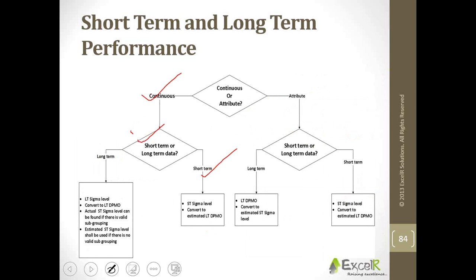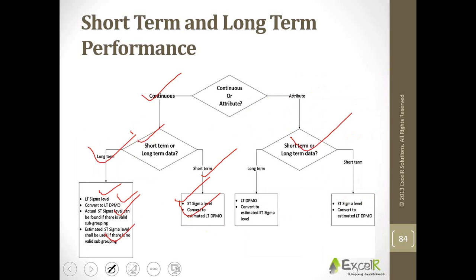Right? If you have this short-term data, you'll have to calculate short-term sigma level, convert it to estimated long-term DPMO. We'll do these exercises now. On the other side, if you have long-term data, you calculate long-term sigma level, convert it to long-term DPMO. Then actual short-term sigma level can be found if there is valid subgrouping. Estimated short-term sigma level shall be used if there is no valid subgrouping. Just remember for now, we'll do the exercises on this.